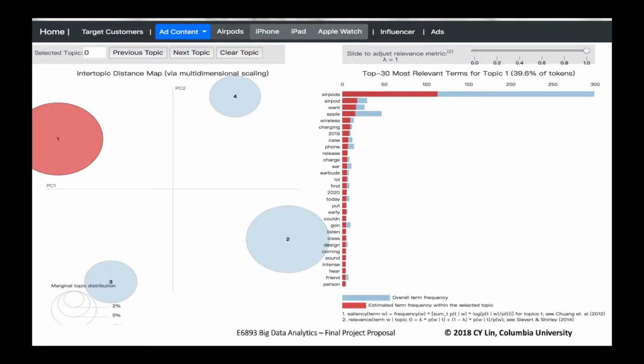And this is part of our LDA visualization. The four circles in this graph mean 4 topics, and the right part of the graph shows the top 30 most relevant terms for each topic, and we will see it in detail when showing our website later.